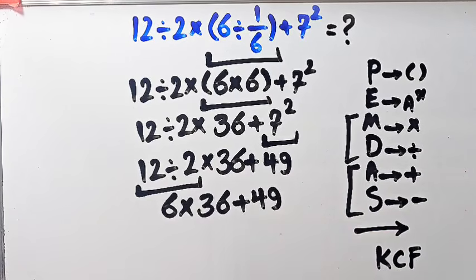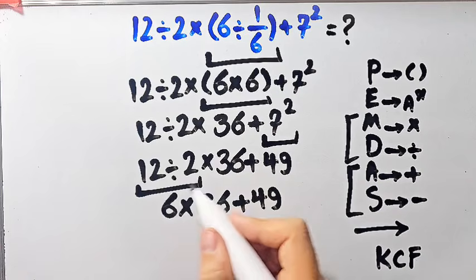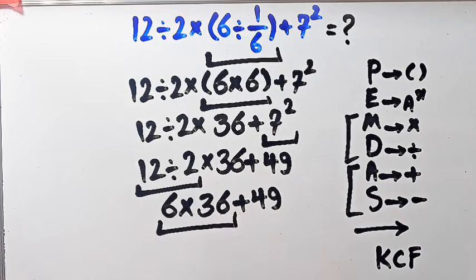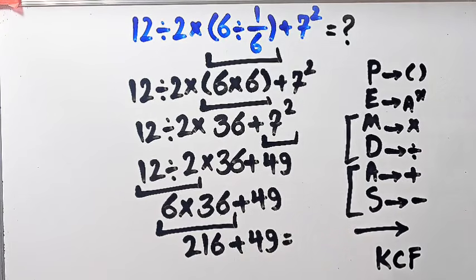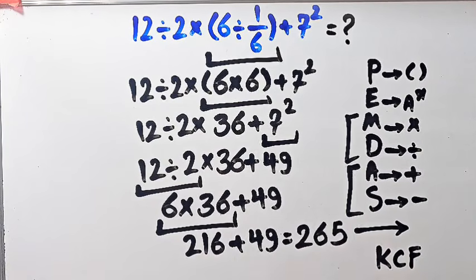We have multiplication and addition. According to the PEMDAS rule, first we simplify this multiplication. 6 times 36 equals 216. Now we have 216 plus 49. 216 plus 49 equals 265. The final answer of this question equals 265.